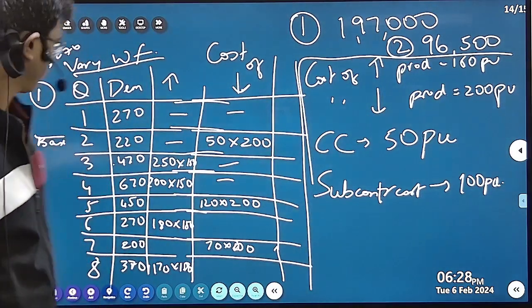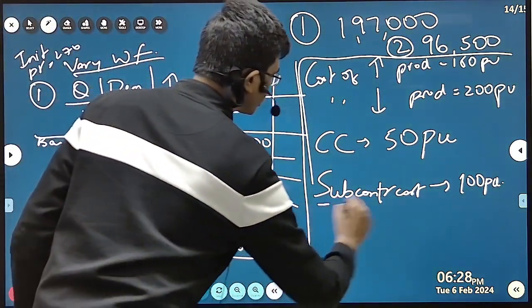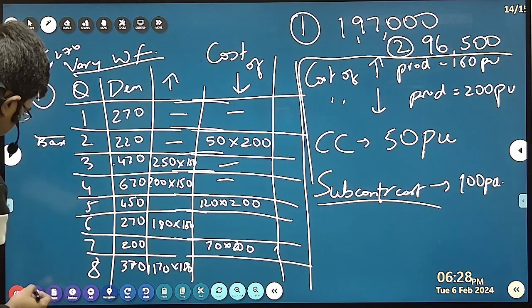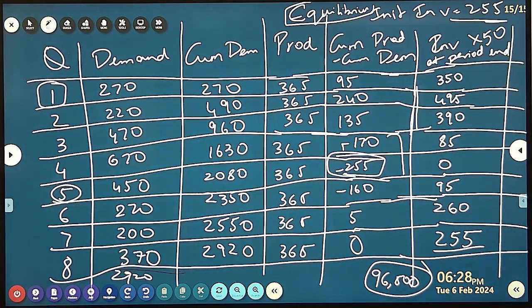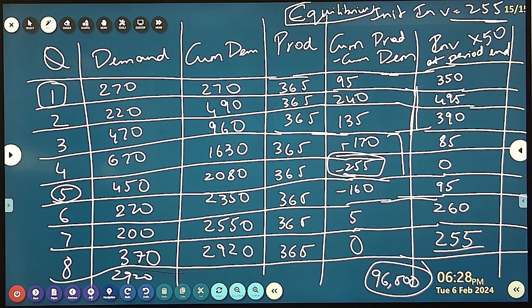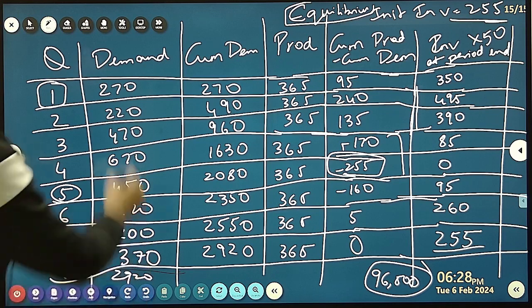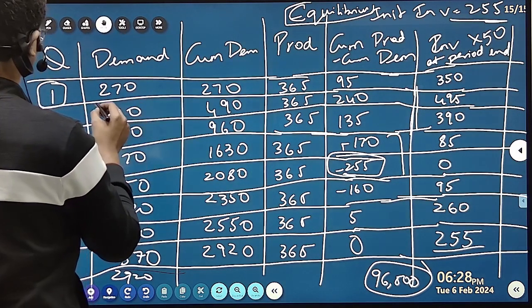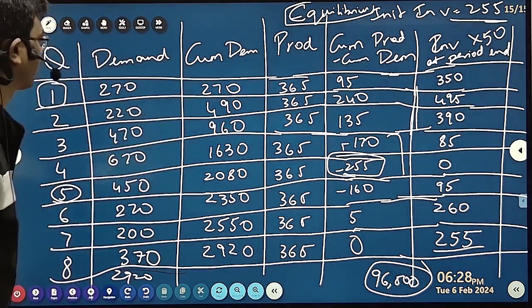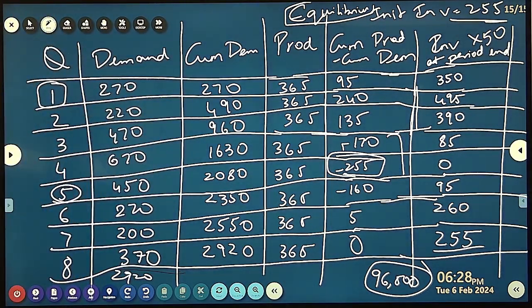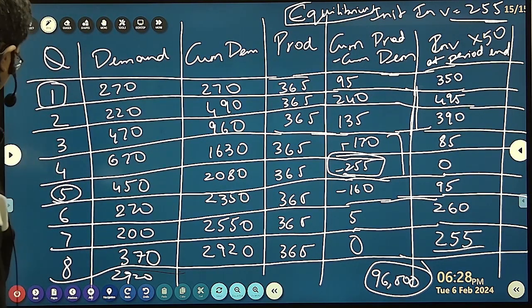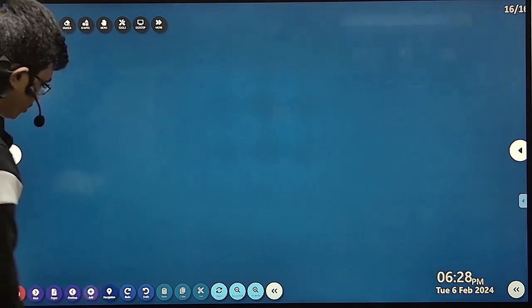Okay. Now let us move to my third pure strategy, that is subcontracting. Can I copy this? I cannot copy, right? Okay. Fine. No issue.